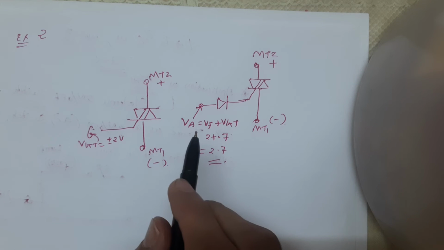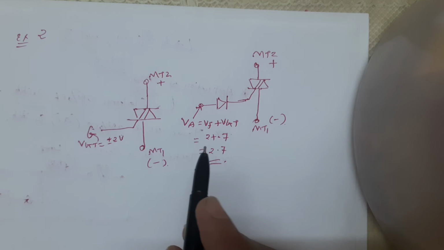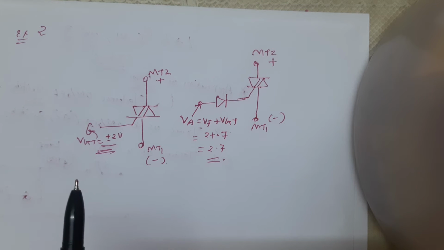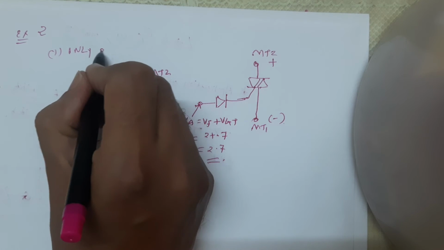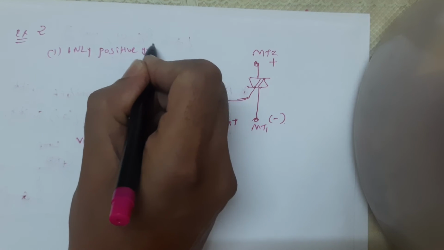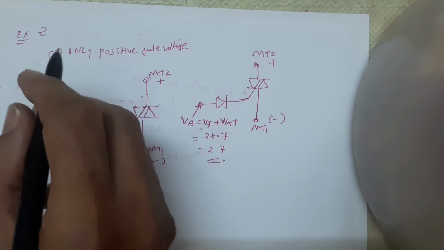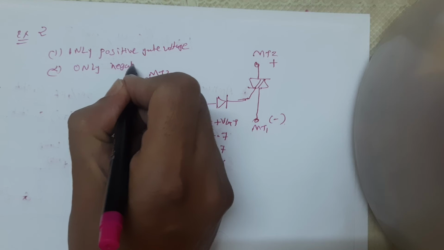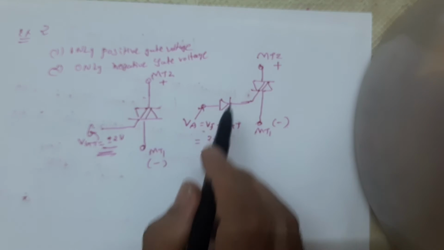In this figure, the triac can be triggered by the gate triggering voltage VGT equal to plus or minus 2 volt. How will you trigger the triac? By only a positive gate voltage, and how by only a negative gate voltage? So this is given, all of this is given.